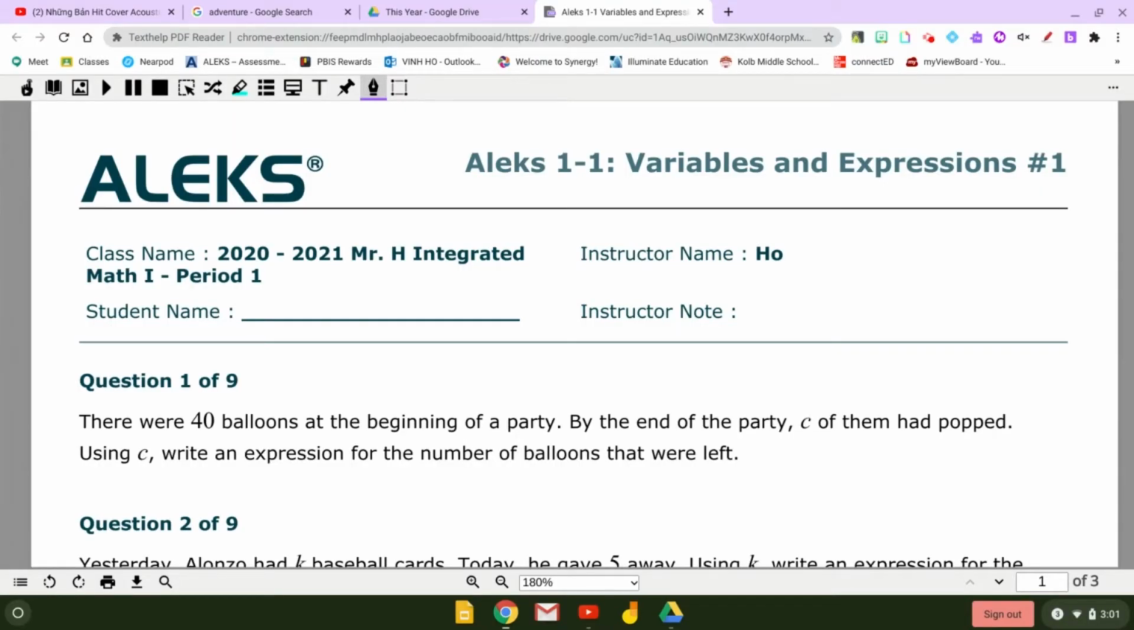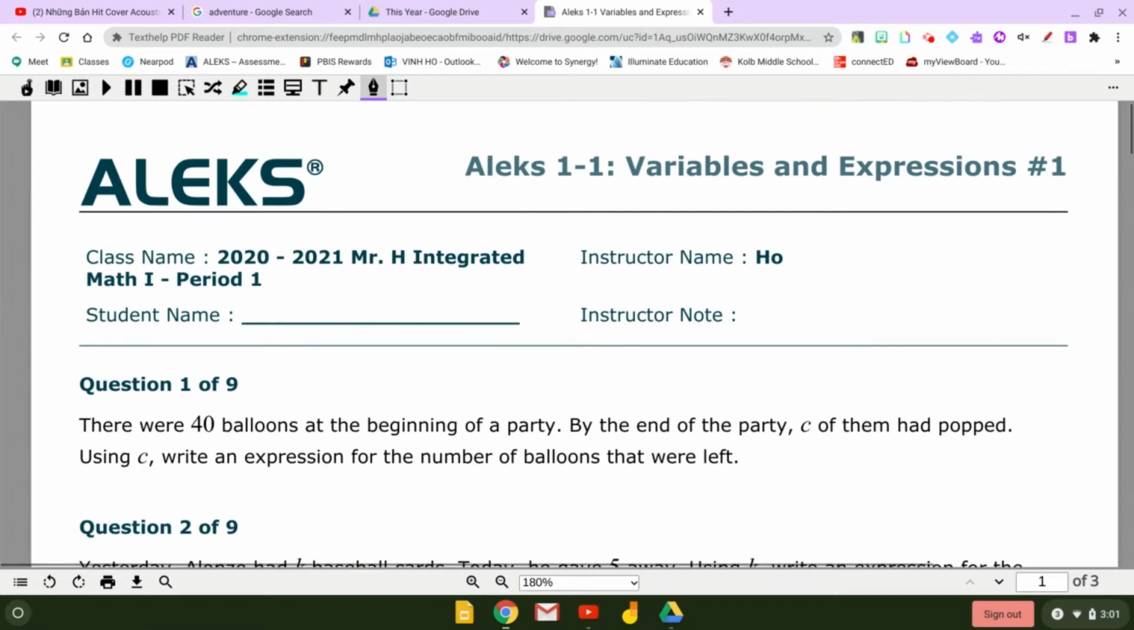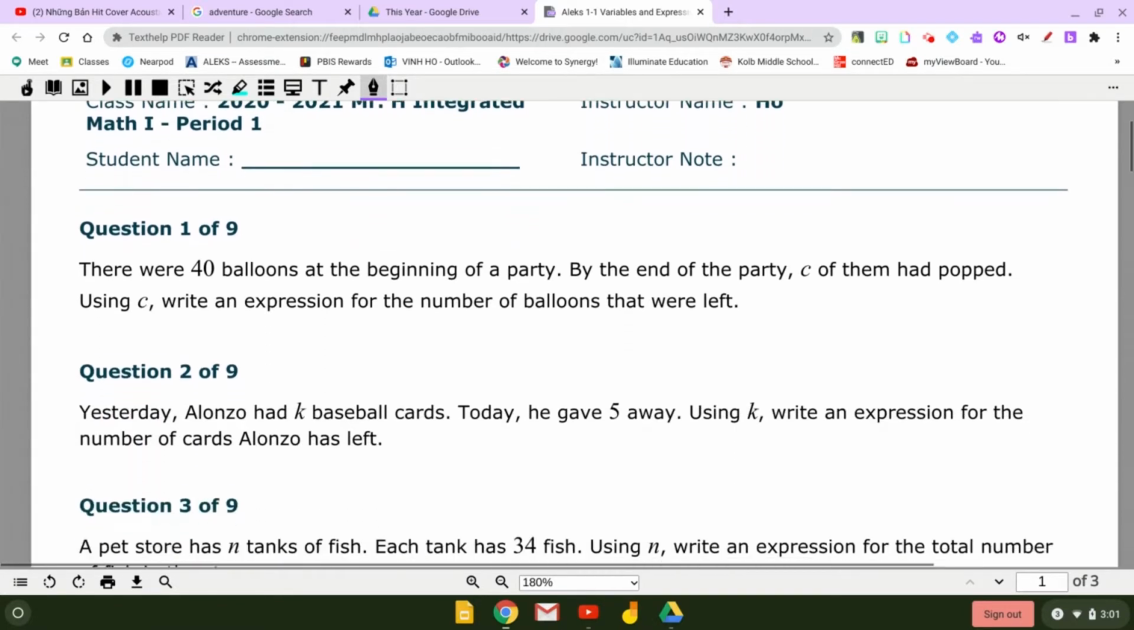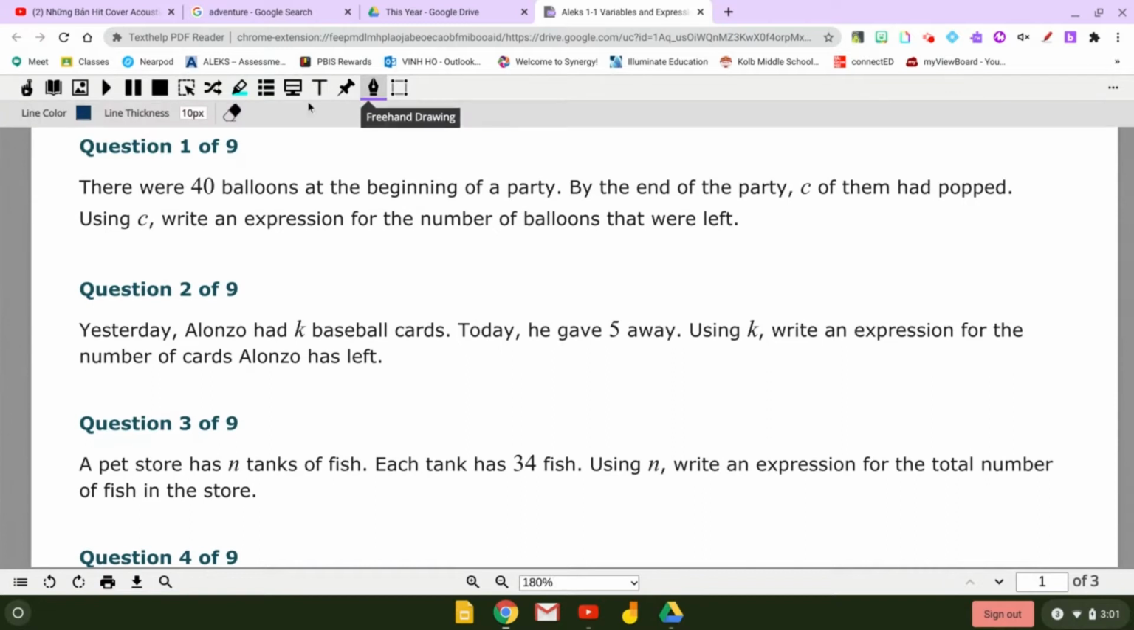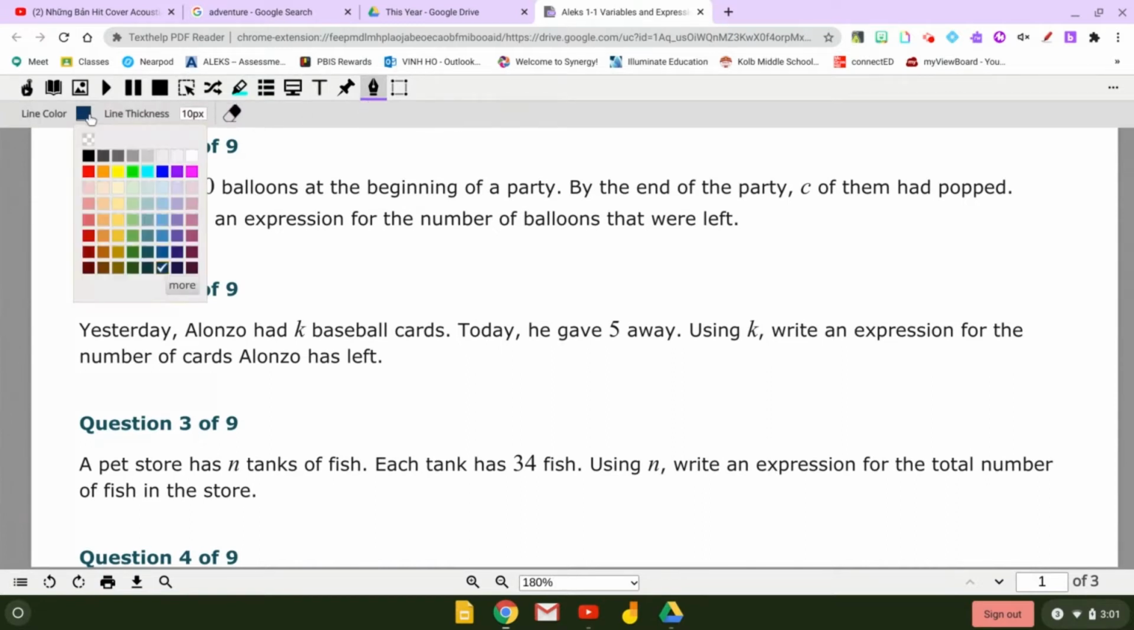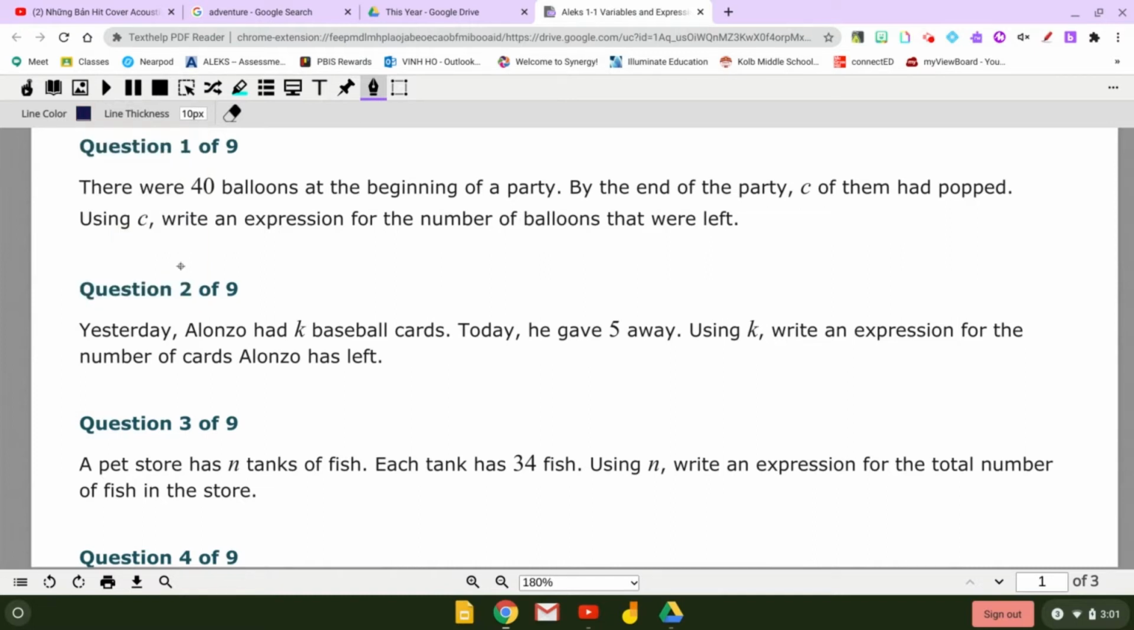In this video, I'm going to walk you through Aleks 1-1 variables and expressions. Okay, this video is for Math 1 students. All right, we're going to look at problem 1. So basically in this activity, we are converting, or translating, a word problem or a verbal expression into a math problem. Again, we're going to turn this word problem into a math problem.